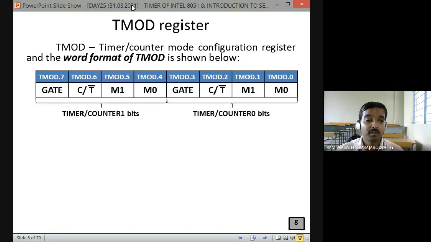This TMOD register is divided into 2 portions. The lower 4 bits are used to configure timer/counter 0. The upper 4 bits are used for configuring timer/counter 1. So TMOD is divided into two parts: the lower 4 bits for timer 0, the upper 4 bits for timer 1. Shall we proceed?